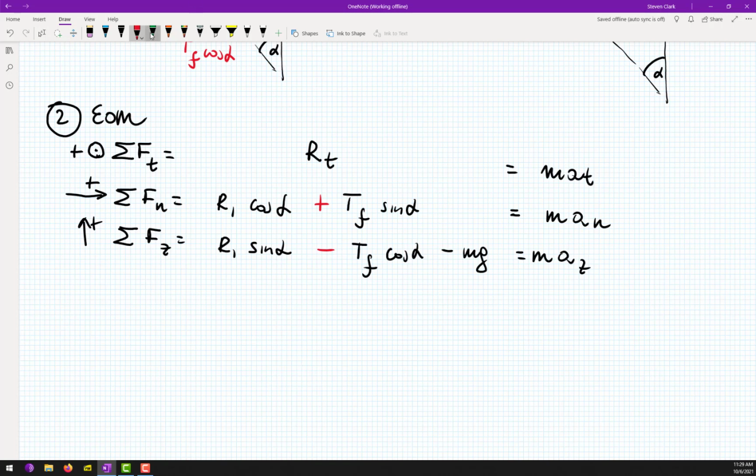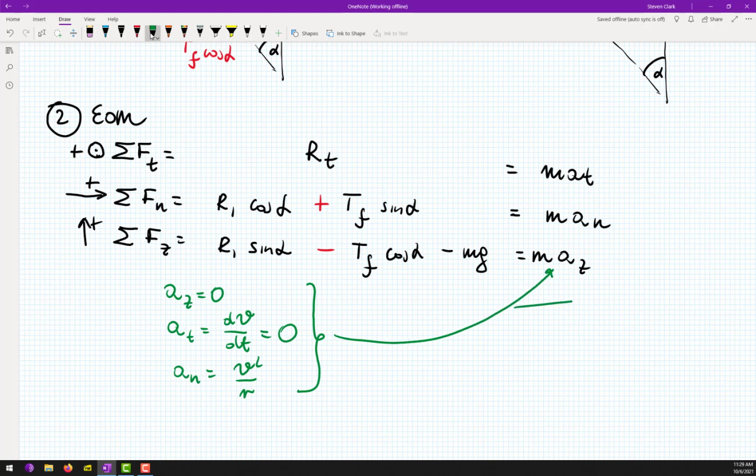Okay, next step, exactly the same. AZ is 0, exactly as I think it was Brian who said that. Then AT is exactly the same, 0. And also AN is V squared over R in this case, yeah. So plug these three guys here, here, and here. Next step, exactly the same. So I'm gonna do it.